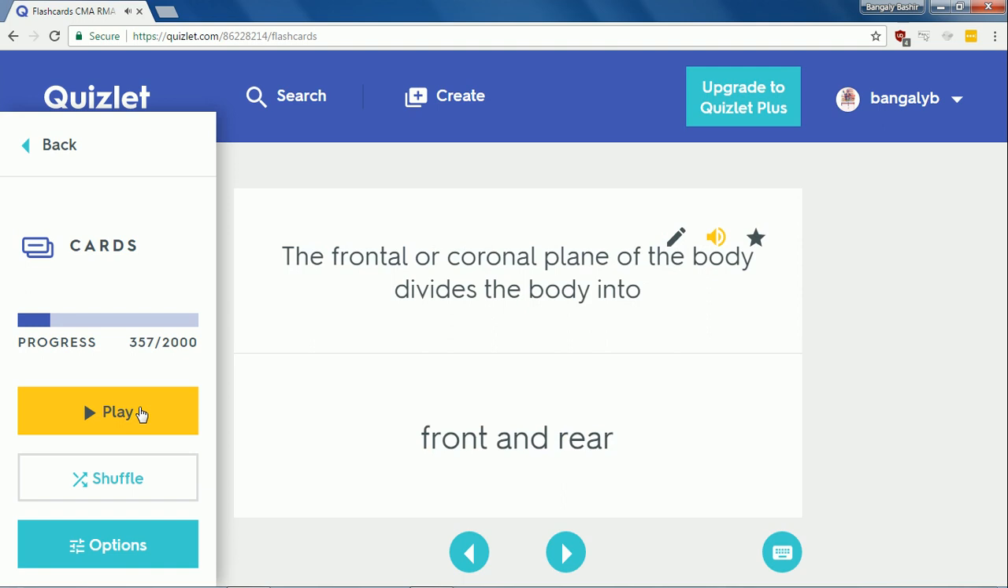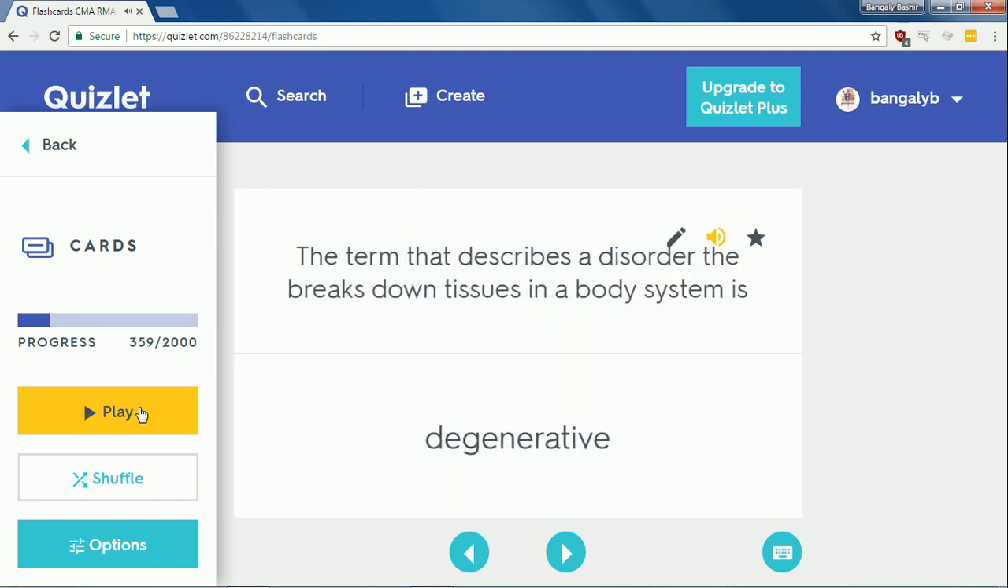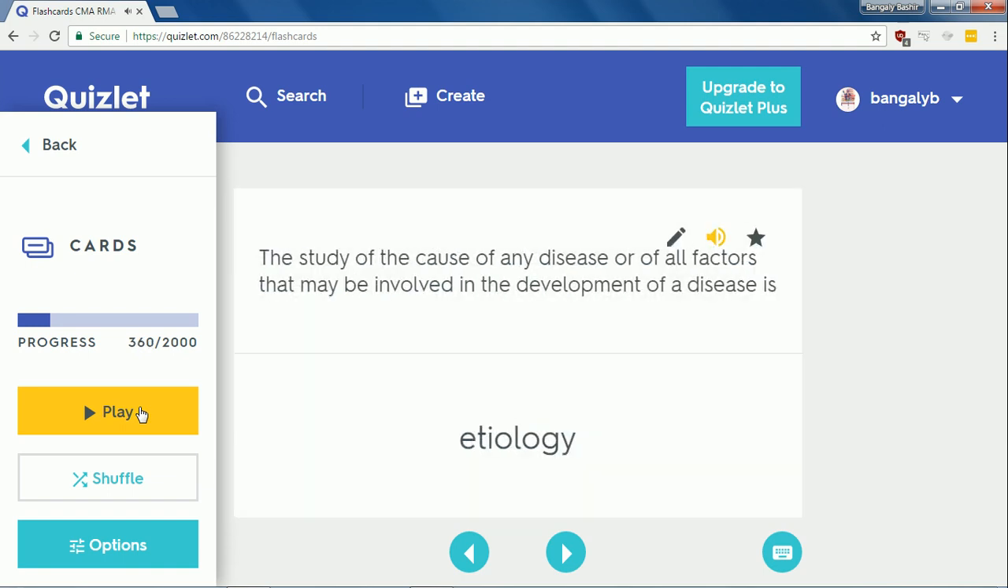The frontal or coronal plane of the body divides the body into front and rear. The membrane attached to internal organs is the visceral layer. The term that describes a disorder that breaks down tissues in a body system is degenerative. The study of the cause of any disease or of all factors that may be involved in the development of a disease is etiology.